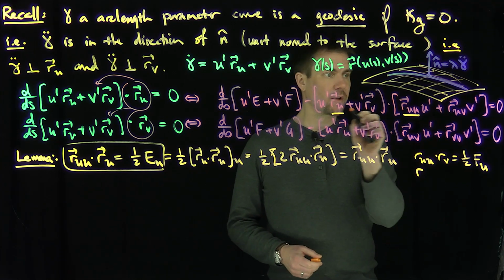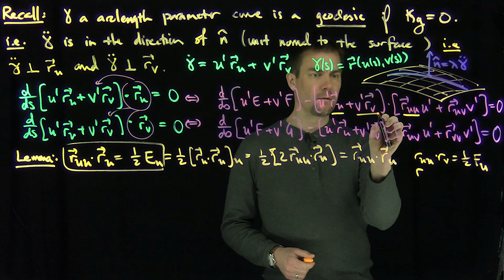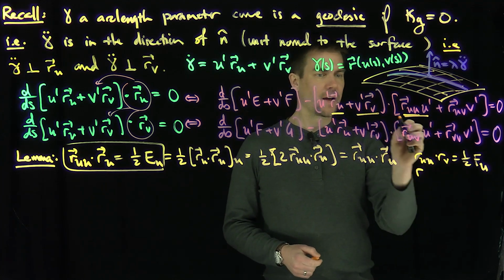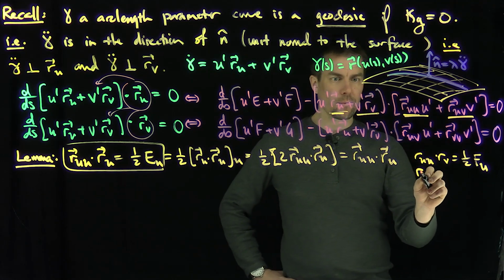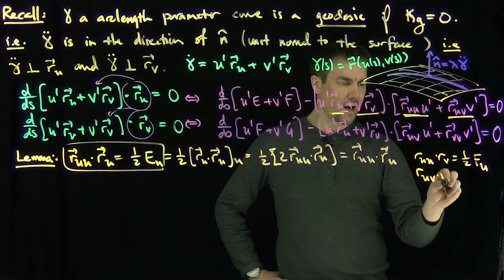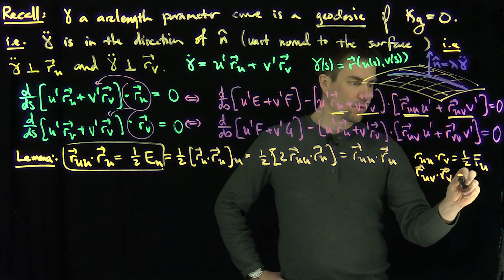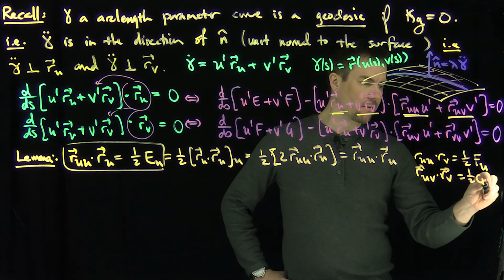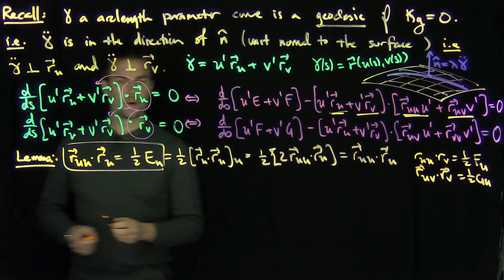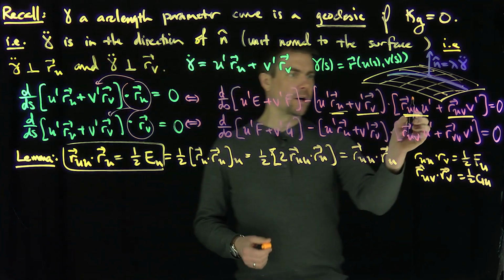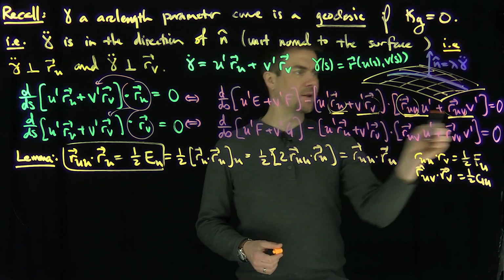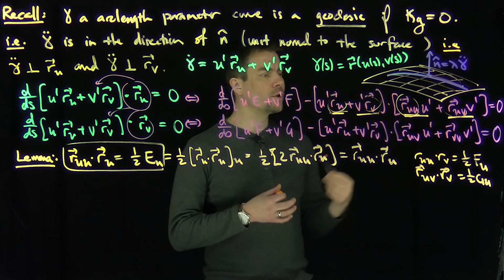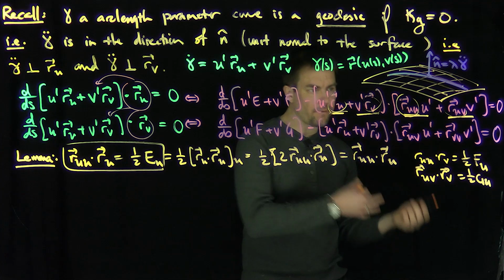We'll have 2 of those things over there because I'll have this v derivative with this thing over here, and then this v derivative with this thing over here. So 2 of those expressions. Then finally, what will be r_uv dot r_v? That's going to be 1/2 the u derivative of G. Excellent. So in other words, all of the expressions over here, this dot this, and this dot this, are all u derivatives of either E, F, or G, right?